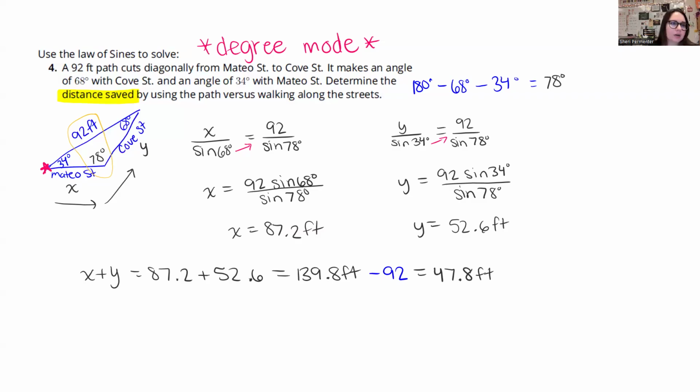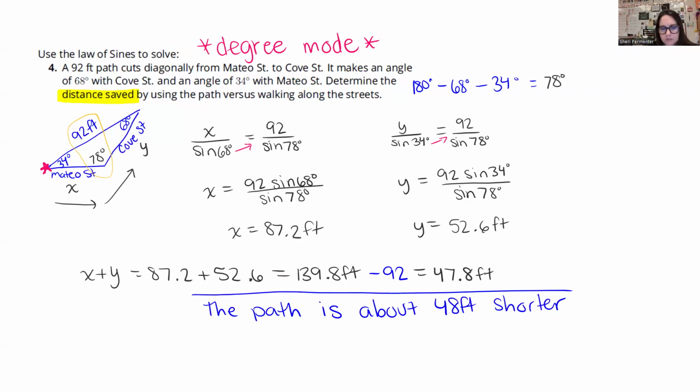All right, we can answer our question. The path is about 48 feet shorter. Any questions over the law of sines? We good? Moving on, we have another problem.